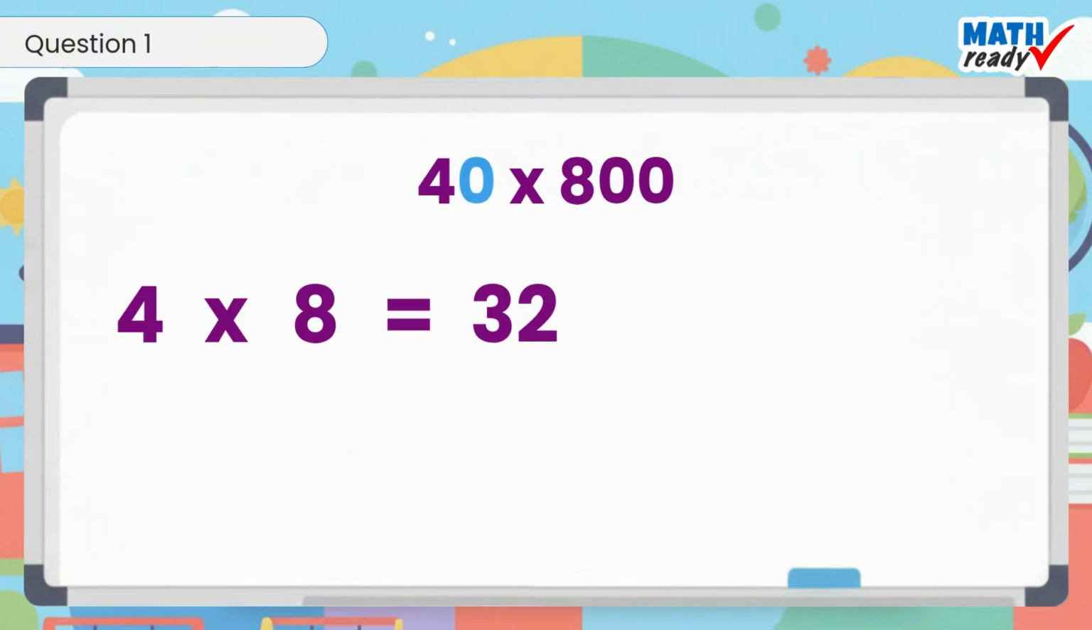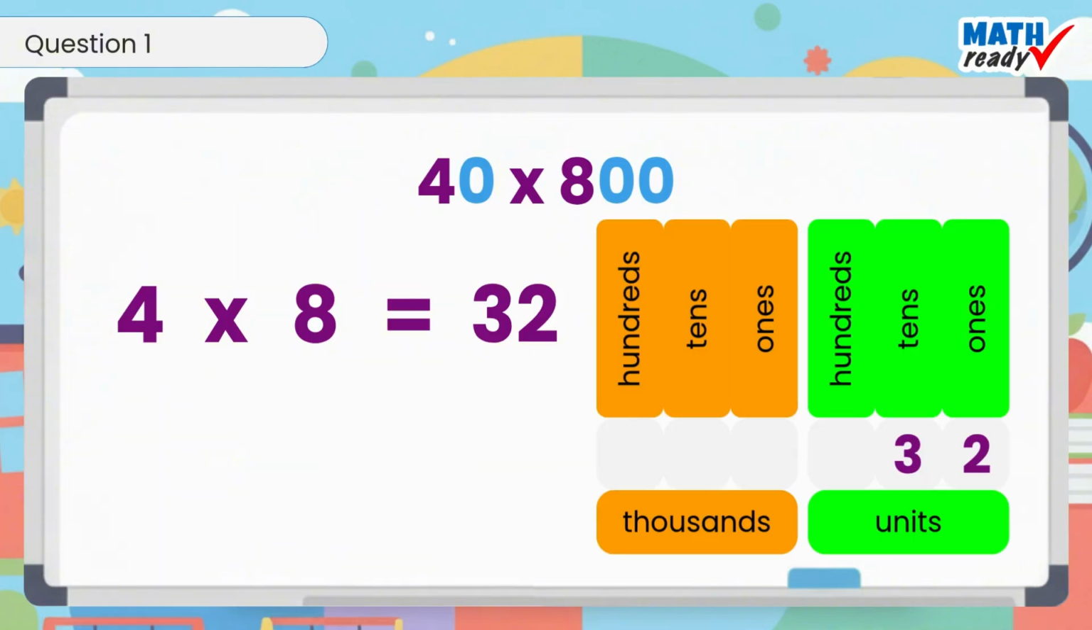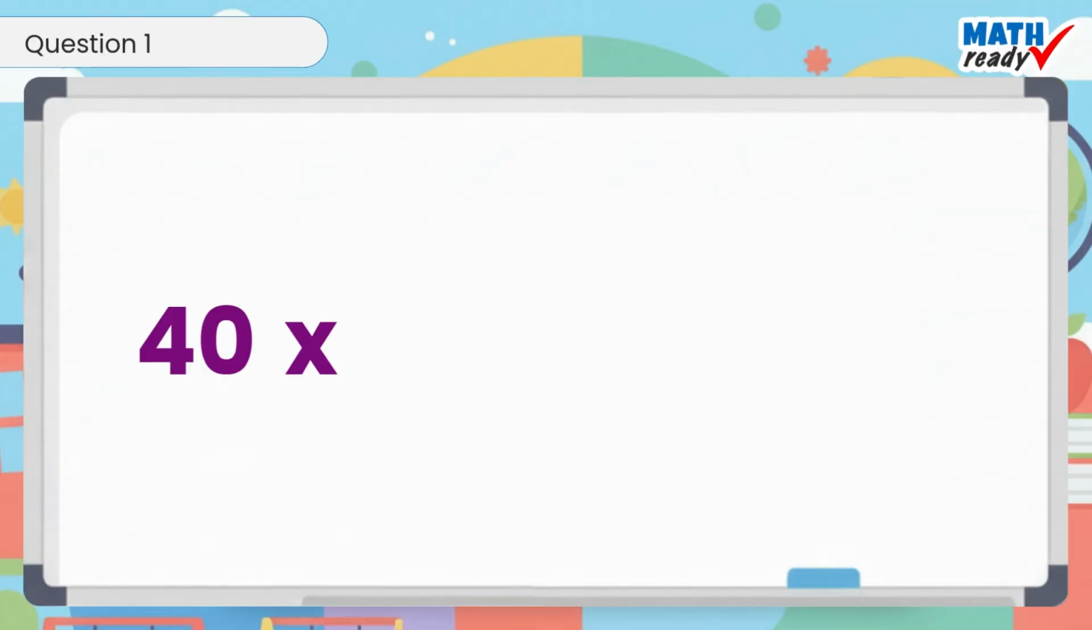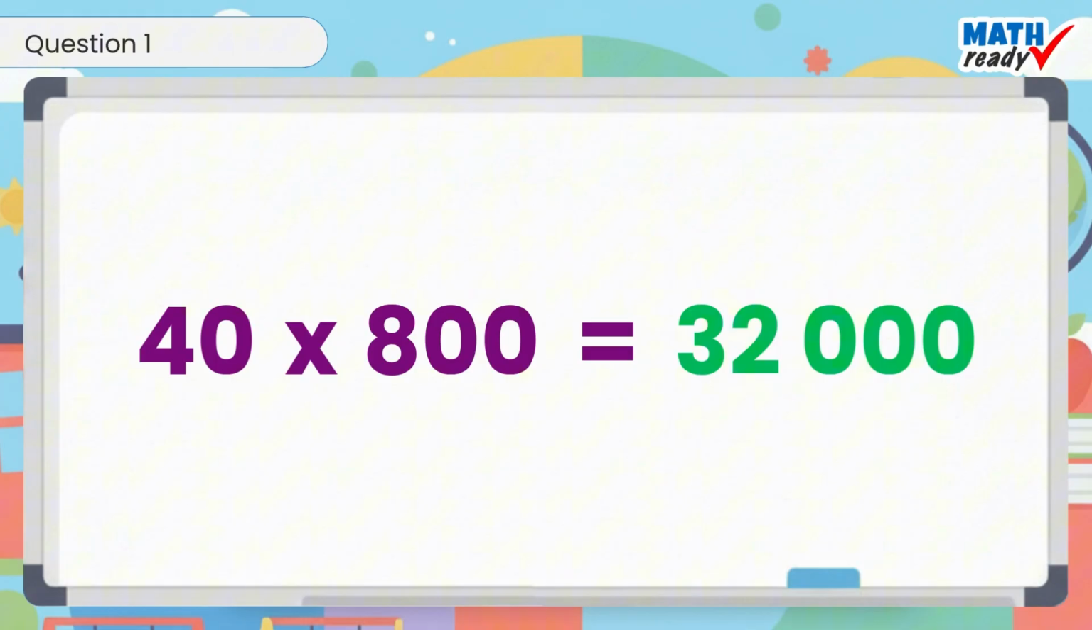Since there is 1 zero in 40 and 2 zeros in 800, there are 3 zeros in total. This means we take the digits in 32 and move each of them 3 places to the left. Finally, we place zeros in the empty place values. We now get 32,000. So 40 multiplied by 800 equals 32,000.